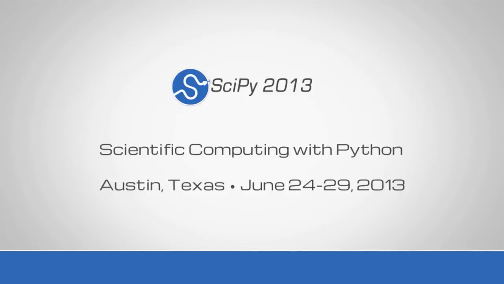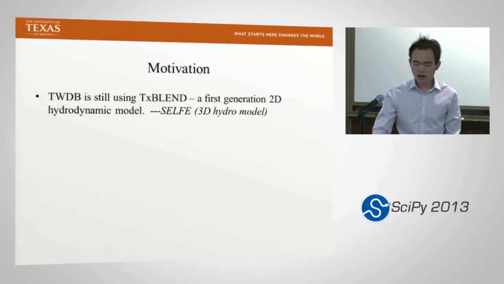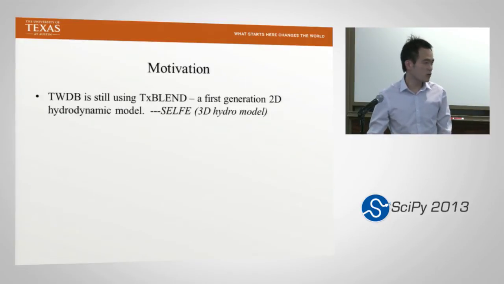uncertainty forecast with Python. The motivation for our research is that, firstly, the Texas Water Development Board is still using TextPlan, a first generation 2D hydrodynamic model. So they want to make a change to a newer 3D hydrodynamic model, which is SciPy. So in this research, we're going to use SciPy as our hydrodynamic model.